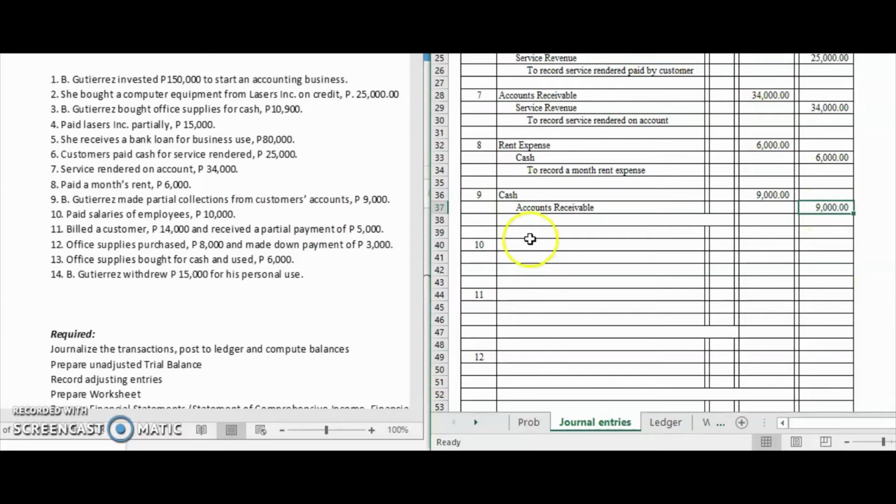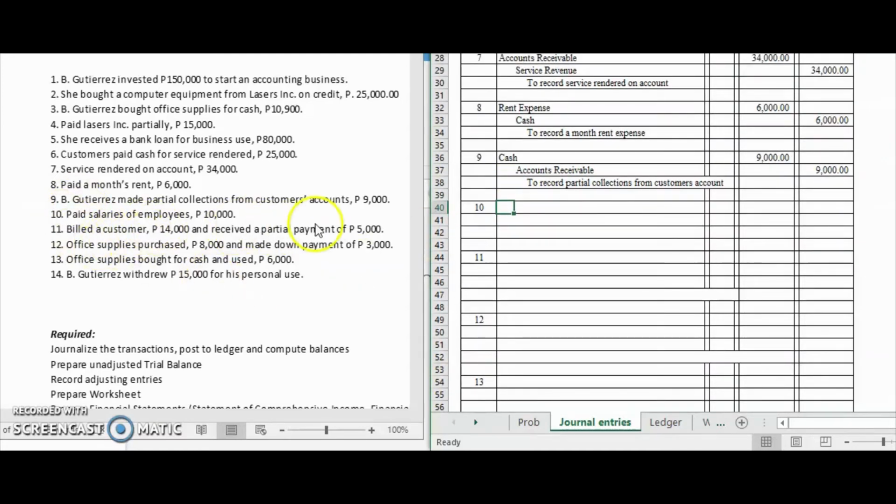Okay, so at first, let's go back to 7. May utang si customer niya 34,000. But on the ninth transaction, there is a decrease. Nabawasan ng 9,000. Yan. To record partial collection from customer's account, that is a description. So in this transaction, cash is an asset and accounts receivable is also an asset. Both are asset. However, the other one increases, the other one decreases. Okay? Ganyan po.